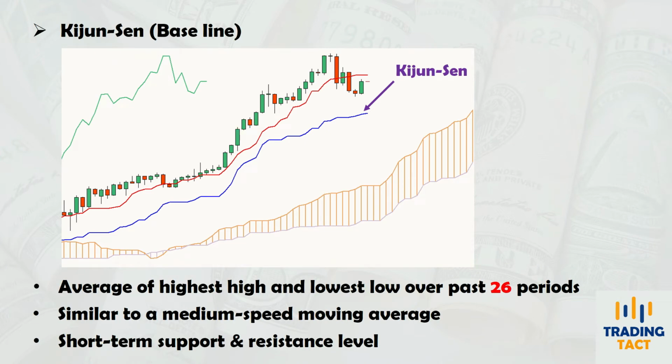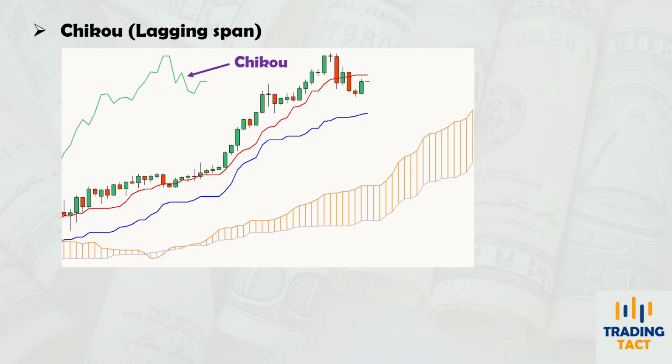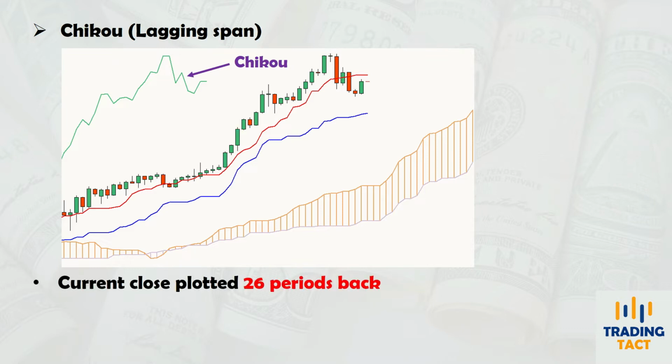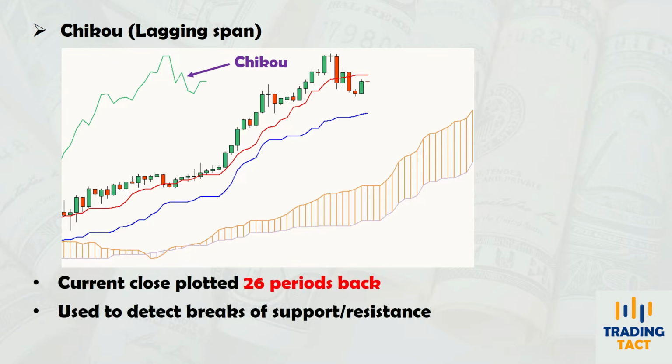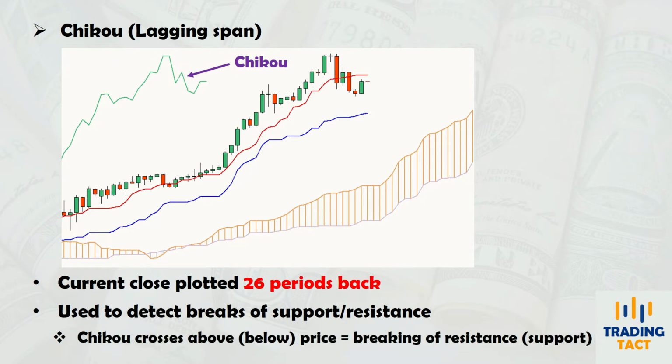The third line is the Chikou, also called the lagging span. It is the current close plotted 26 periods back. It helps detect breaks of support and resistance levels. If the Chikou crosses above the price, it implies a break of resistance and the market is bullish. Conversely, if the Chikou crosses below the price, it implies a break of support and the market is bearish. Ideally, you should only jump on board a trend when the Chikou is clear of prices.